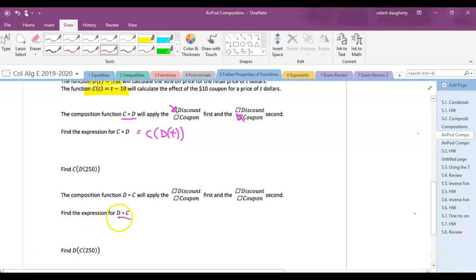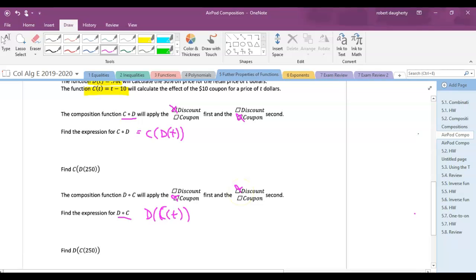What is this function here? What is D composition C? What does that mean? This is D of C of T. My C doesn't look quite right there. So what happens first here? And then what happens second? We want to figure out which of these is to our advantage.